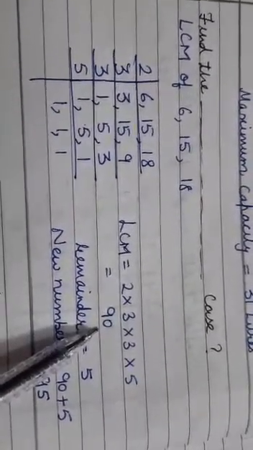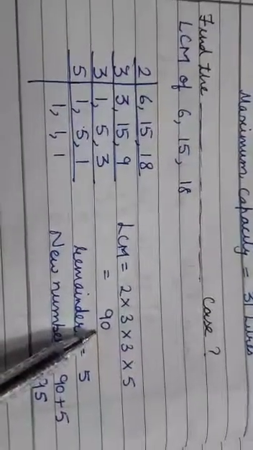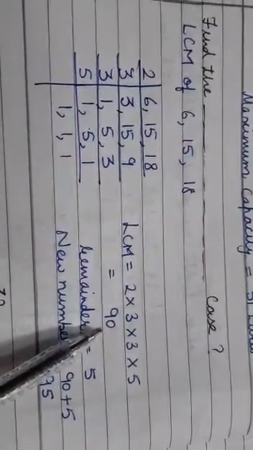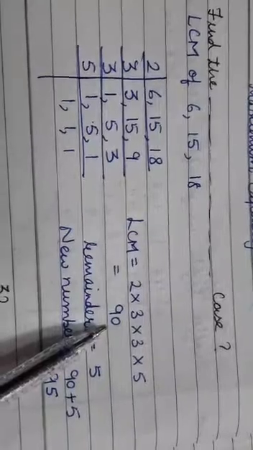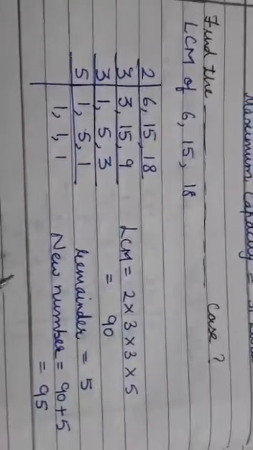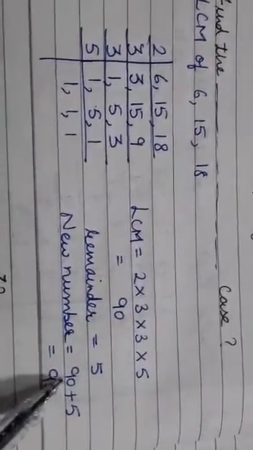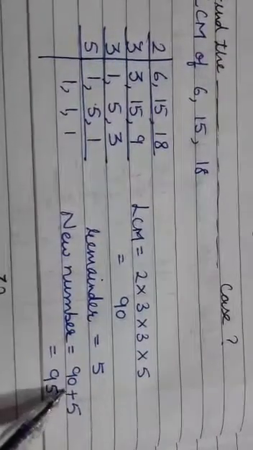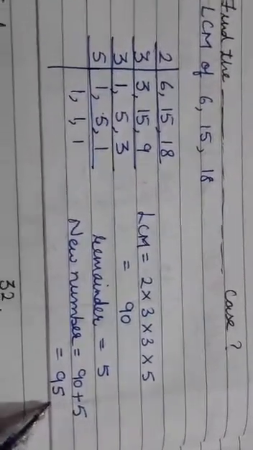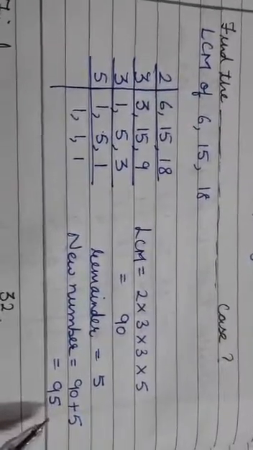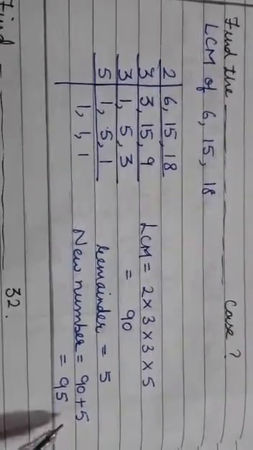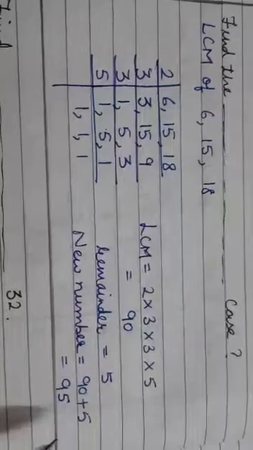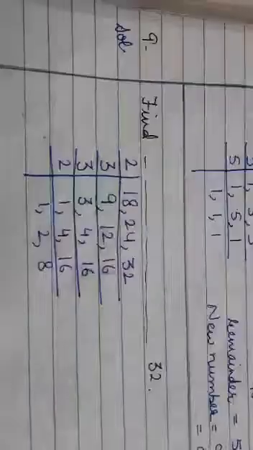This is the least number, but as the question says it leaves remainder 5 every time when divided by 6, 15 or 18, to find the number we'll add 5 to 90. 90 plus 5 is 95. So 95 is the least number which when divided by 6, 15 and 18 will always leave remainder 5.